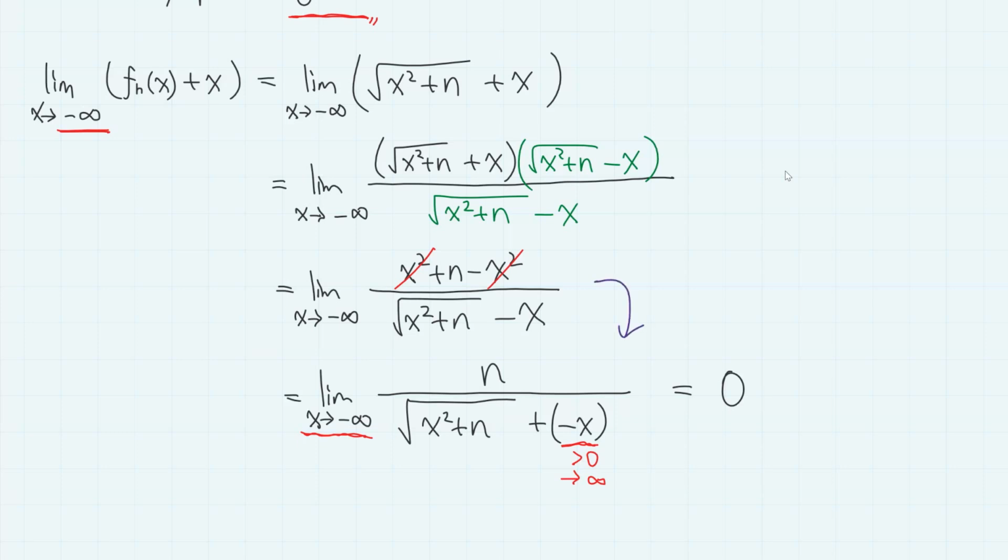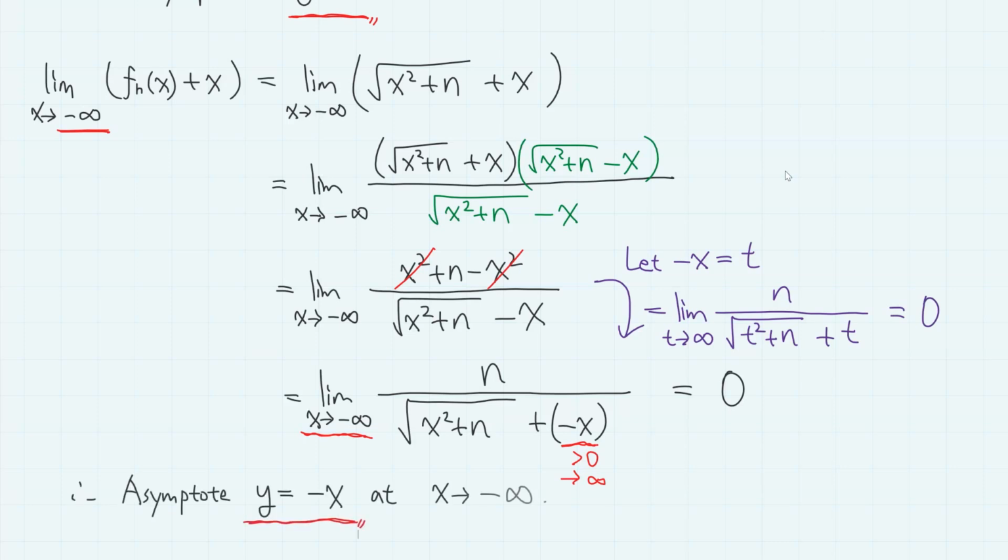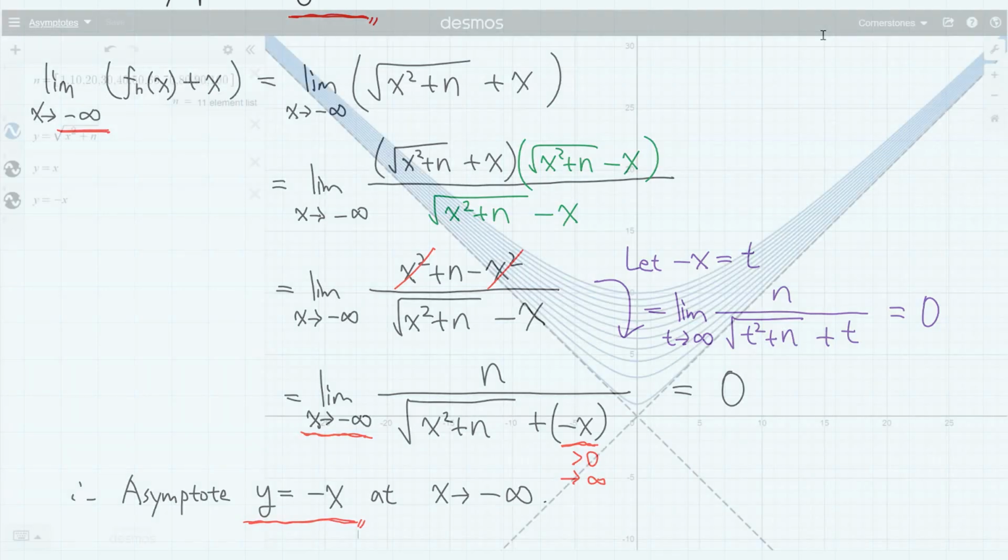Or to make it clearer, by letting minus x be t, then this equals the limit as t approaches positive infinity of n divided by square root of t squared plus n, then plus t, which we can easily notice approaches 0. So we have verified the second asymptote.